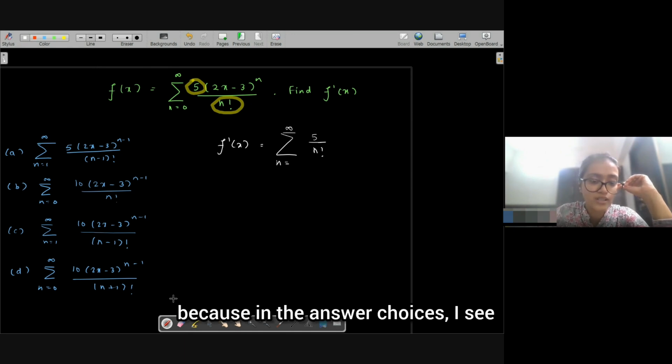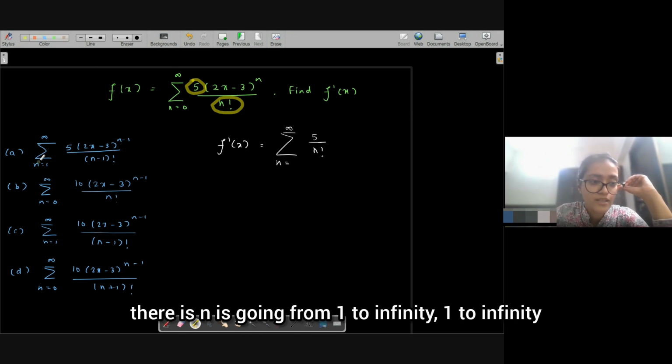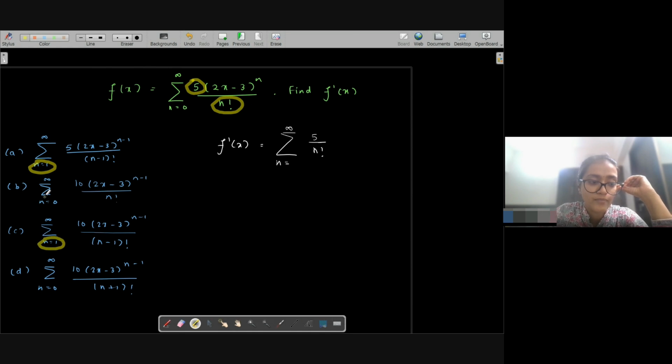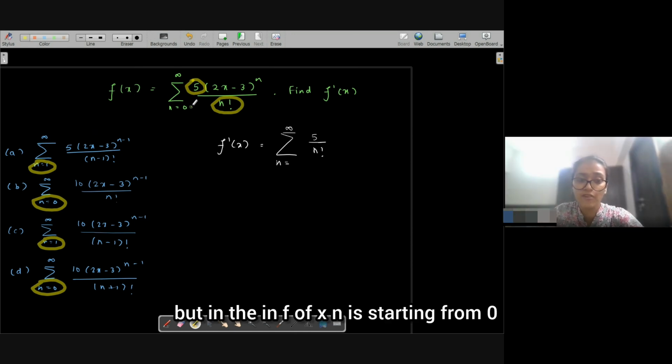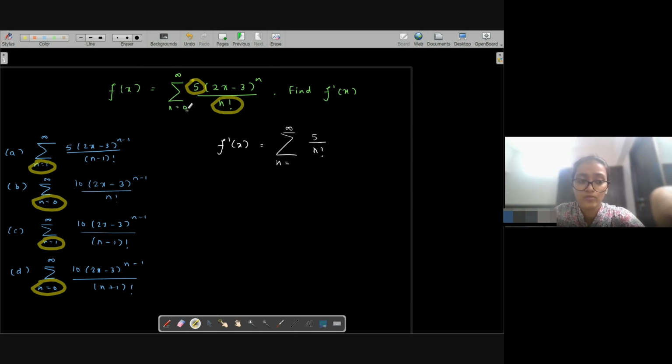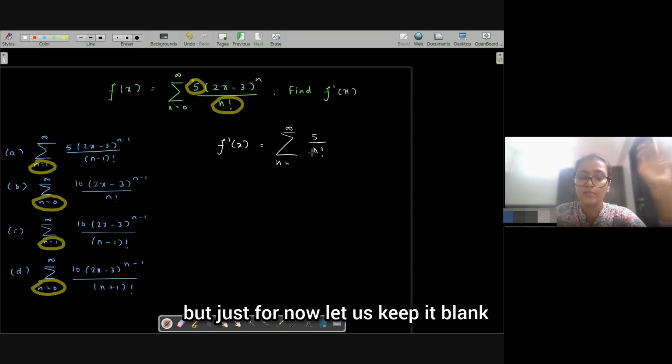And just for a moment, let's keep n equals blank. Because in the answer choices, I see n is going from 1 to infinity, 1 to infinity, 0 to infinity, 0 to infinity. But in f of x, n is starting from 0, while in the answer choices it's starting from 1 and 0. So we'll think about that later. But just for now, let's keep it blank.